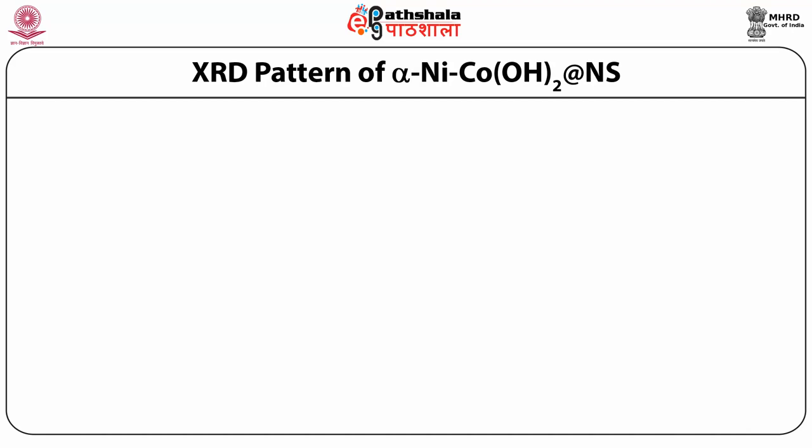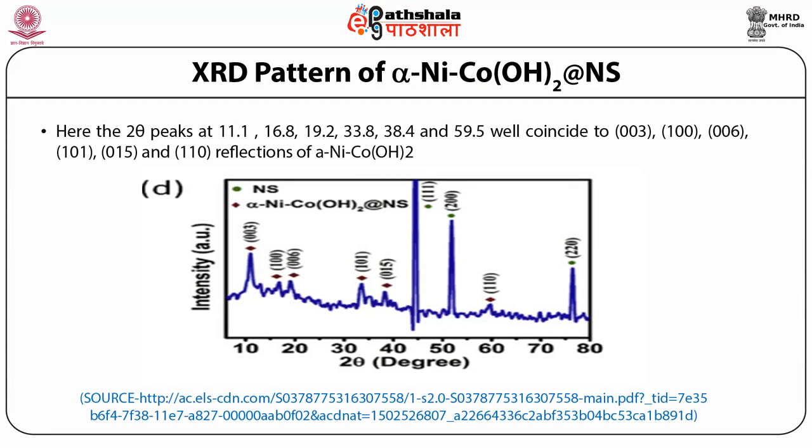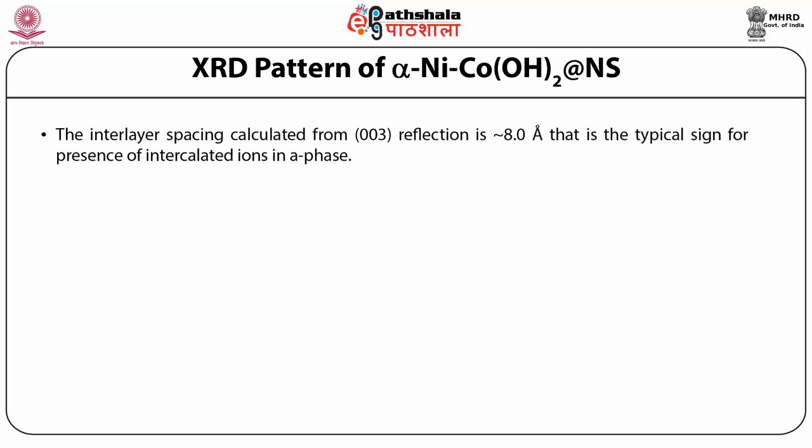Another case study is alpha nickel cobalt hydroxide on nickel shells. Here the 2 theta peaks at 11.1, 16.8, 19.2, 33.8, 38.4 and 59.5 coincide well with the 003, 100, 006, 101, 015 and 110 reflections of alpha nickel cobalt hydroxide. The interlayer spacing calculated from the 003 reflection is approximately 8 angstroms, the typical signature of the presence of intercalated ions in the alpha phase.